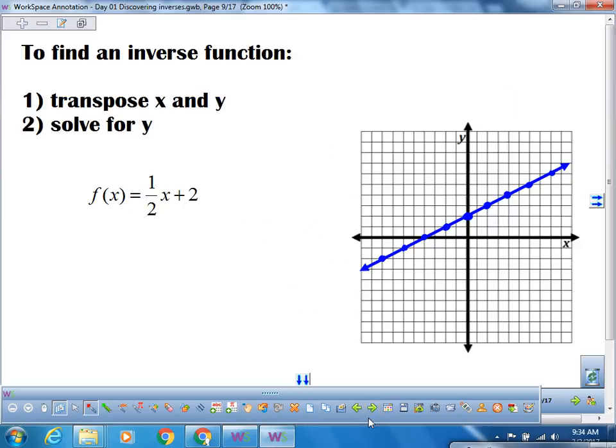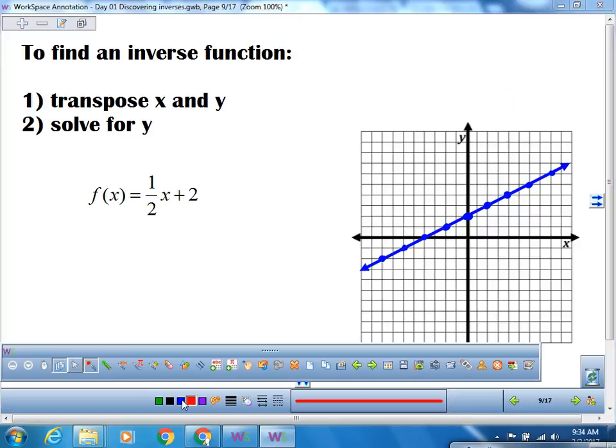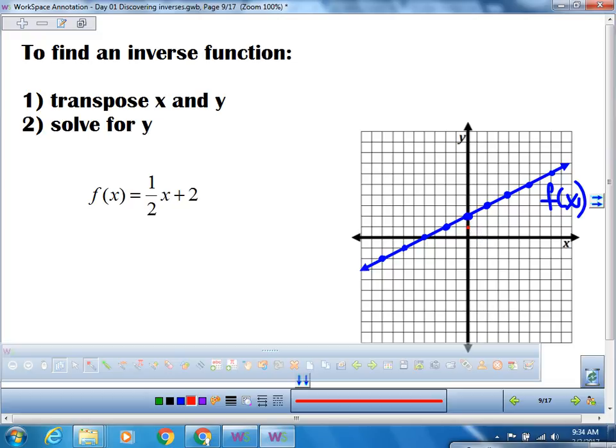So that's what I'm going to do right now with this one. Okay, so I've graphed f of x. This is f of x. So I could actually take the points. Let's do that. I'm going to take the points. So if this is at 0, 2, then its inverse should be at 2, 0.